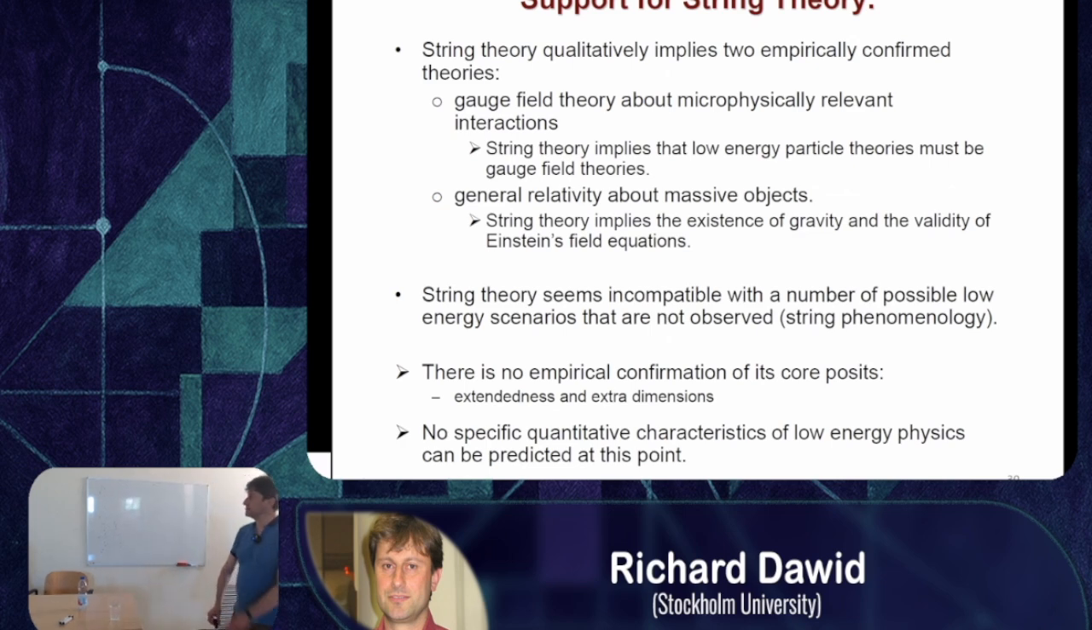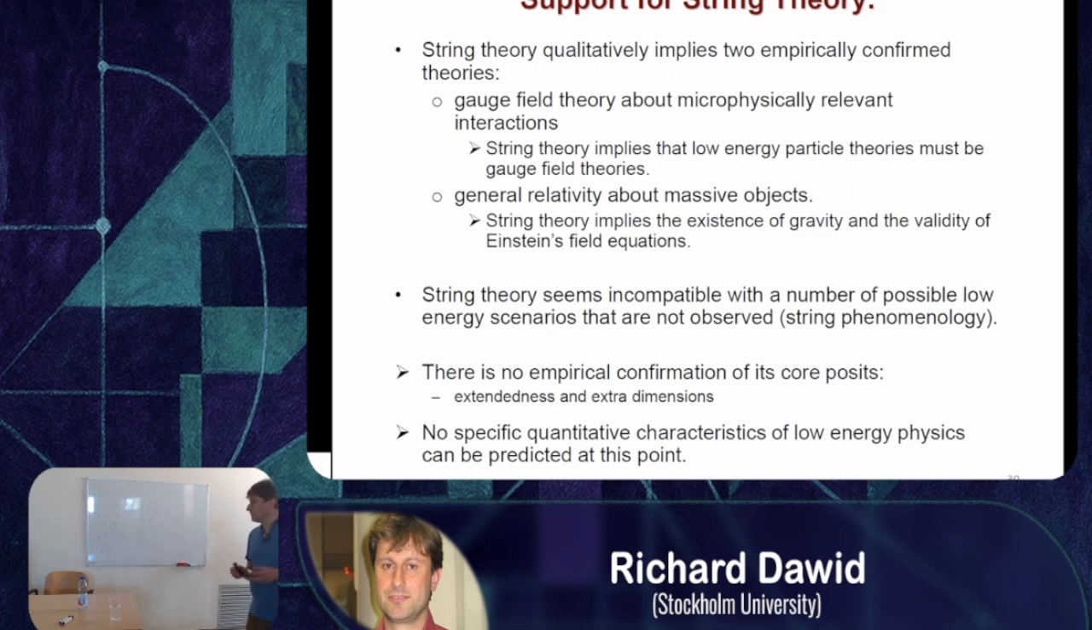So let's have a look then at the support for string theory. First, of course, one needs to point out or emphasize that string theory does imply the two theories that are empirically well confirmed and that it is set out to join. So first, it implies that the low energy particle theories must be gauge field theories. So if one looks at a theory and asks, okay, what is the low energy limit? That low energy limit will be gauge field theories. Second, it implies that an effective theory of that theory is general relativity. So string theory implies the existence of gravity and the validity of Einstein equations in some approximation for consistency reasons.